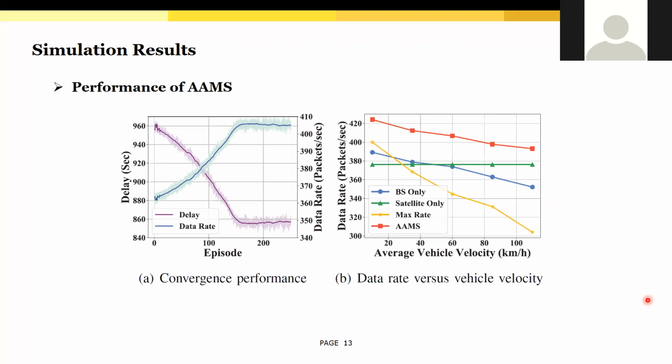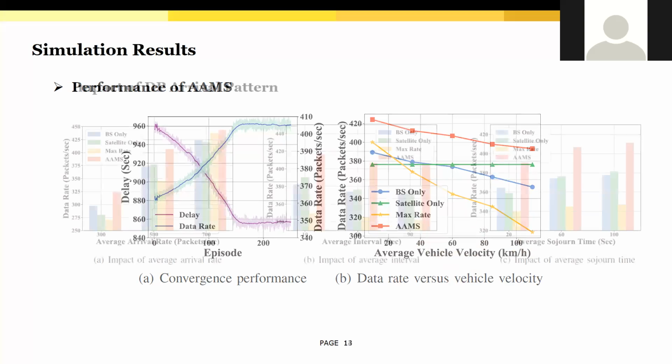In figure B, we compare the data rate of the proposed algorithm with that of the benchmark algorithms under different scenarios, like different average vehicle velocities. The vehicle's long-term data rate of the proposed algorithm AMS is the best in both the high mobility and low mobility cases.